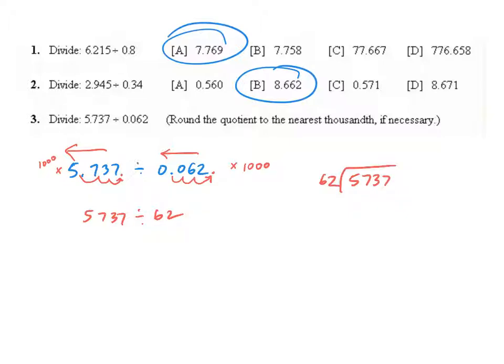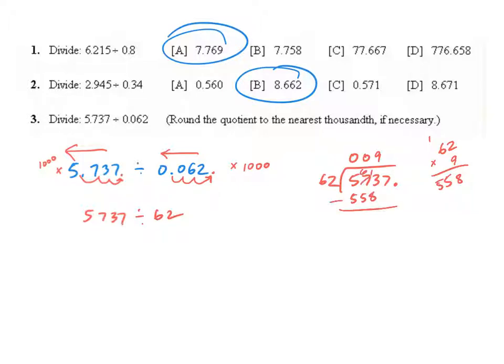Now my decimal point is at the very end of the problem, and I may need that, I may not need that, but it is right here if I do need it. We may end up having a whole number answer, but probably not. 62 doesn't go into 5 or 57. How many times does it go into 573? I'm going to test 9. 2 times 9 is 18. 55. Looks like it is going to be 9 times.